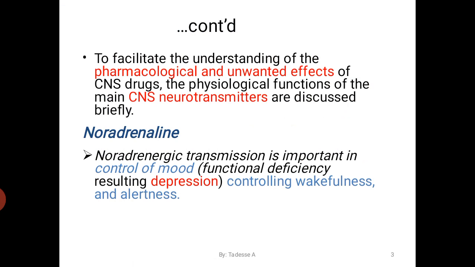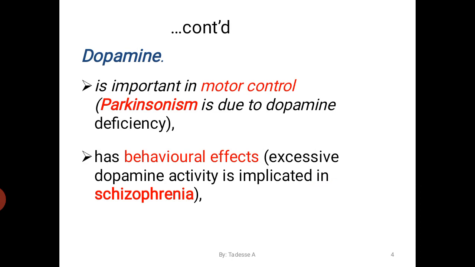Noradrenaline is one of the neurotransmitters which is important in control of mood, wakefulness, and alertness, so its deficiency can cause depression. The other CNS neurotransmitter is dopamine, which is important in motor control, so deficiency of dopamine in the basal ganglia can cause Parkinsonism. Dopamine is also involved in behavioral effects. Excessive dopaminergic activity can cause a psychotic problem like schizophrenia.